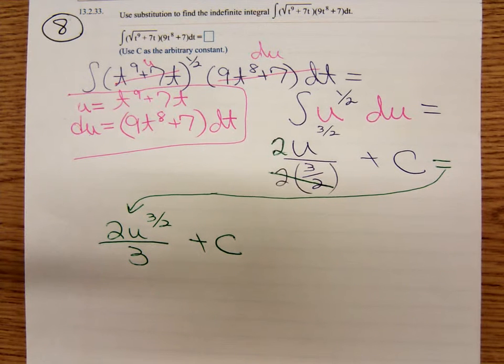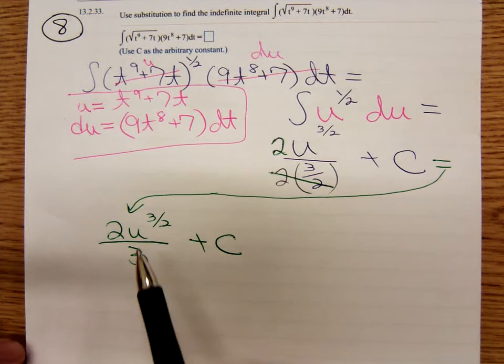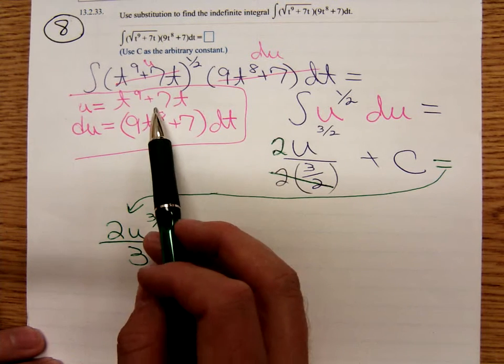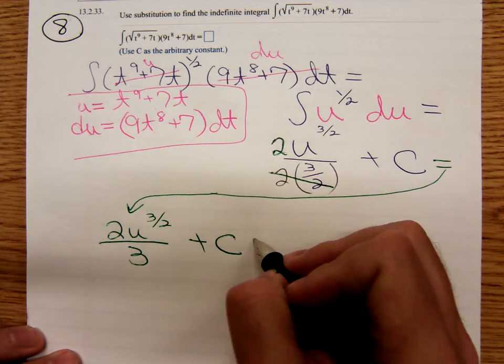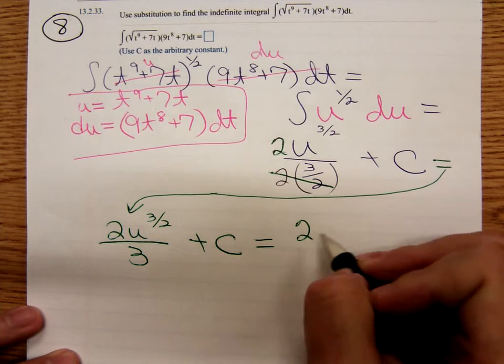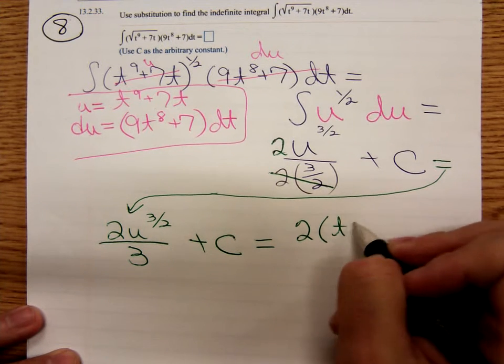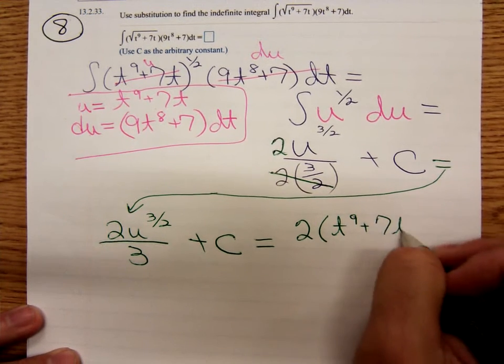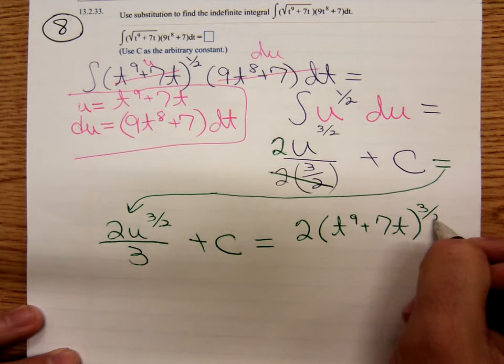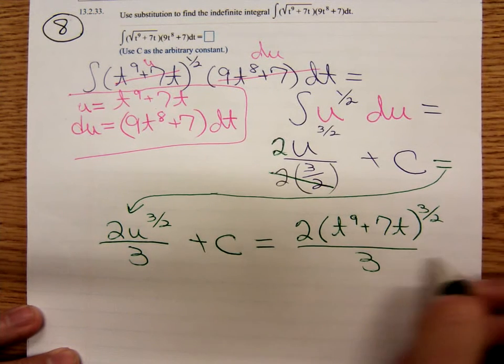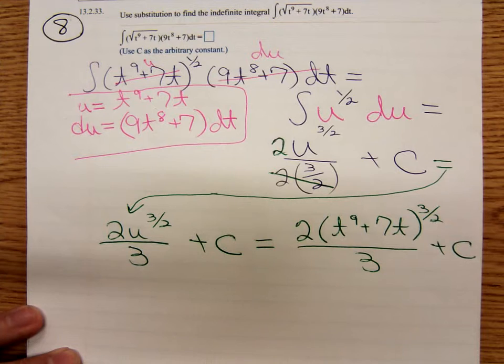and if we type that into my math lab, they'd give us an error, because there's no u in the original problem. What do we need to do? Okay, so let's get it back. U is equal to t to the 9th plus 7t. So our final answer would be 2 times t to the 9th plus 7t to the 3/2 all over 3 plus c.